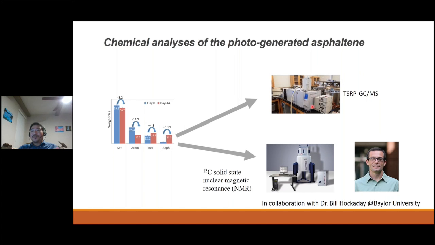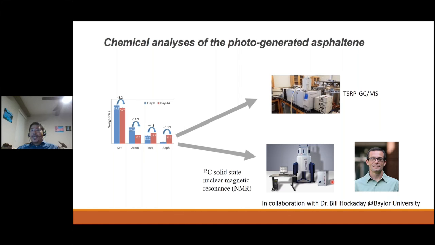We ran it through this pyrolyzer I have here. This is a Frontier on top of the Shimadzu GCMS. I'm using this TRSRP GCMS. I also collaborated with Dr. Bill Hockaday at Baylor University using NMR, which is very quantitative. Although you don't have the molecular-level information, you do have the information in terms of the functional groups.